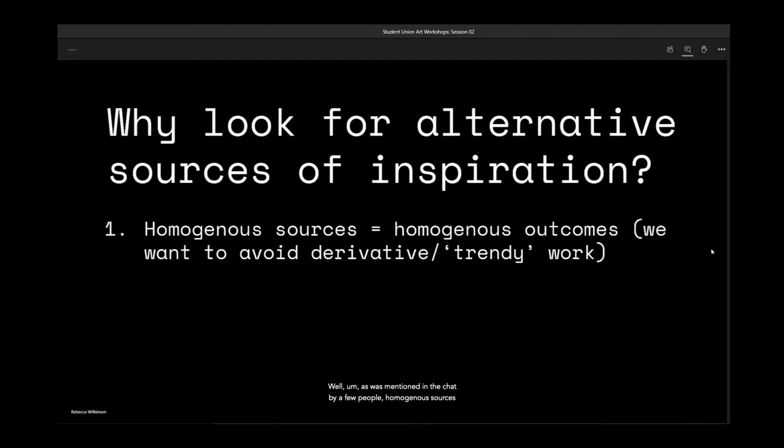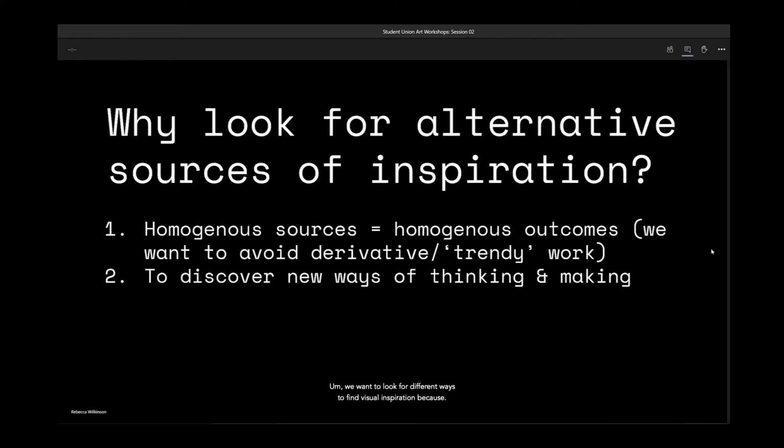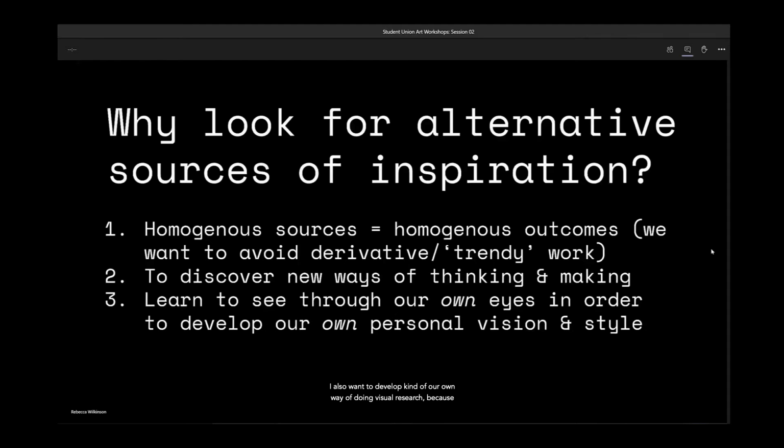Well, as was mentioned in the chat by a few people, homogeneous sources can lead to homogeneous outcomes. So we don't want to make derivative work. We don't want to make trendy work. We want to make things that are our own. We want to look for different ways to find visual inspiration because the process of doing that can also help us discover new ways of thinking and making. And we also want to develop our own way of doing visual research because we want to learn how to see things through our own eyes in order to develop our own personal vision and style. We don't want to copy other people's work.